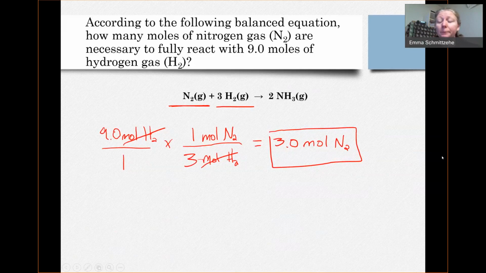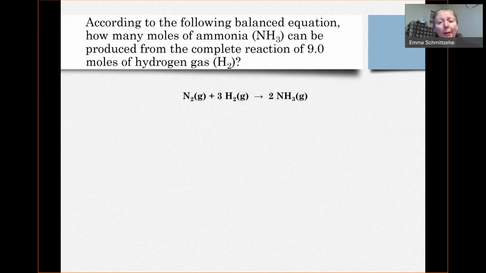Now let's do another one with the same reaction. So here, I want to know how many moles of ammonia can be produced from the complete reaction of 9.0 moles of hydrogen gas. Okay, so we're working with the same reaction, the same amount of hydrogen gas. I quantified how much nitrogen I would need to do this reaction. Okay, but now I want to know how much product I'm actually going to get from this. And so I'll start with the only value given here, so the 9.0 moles of hydrogen gas.